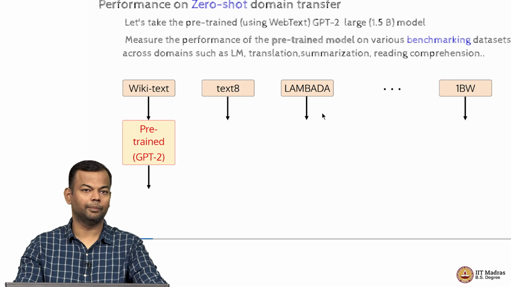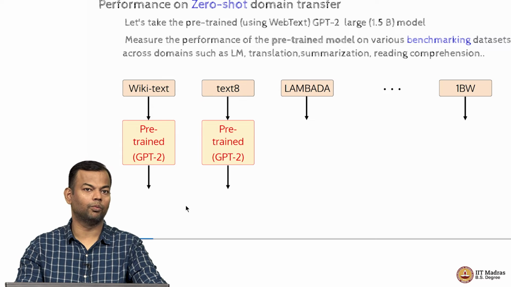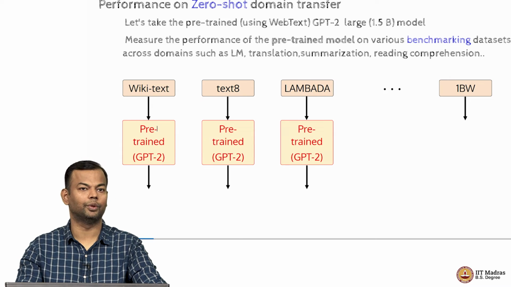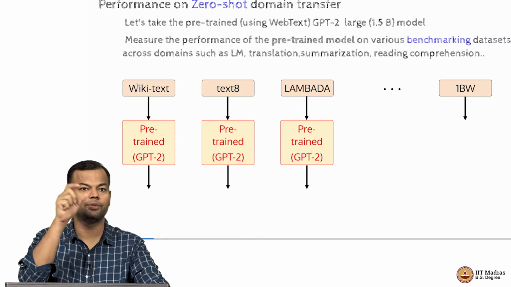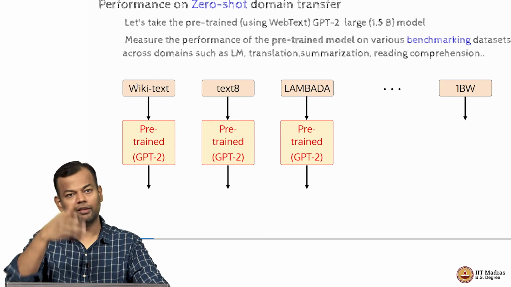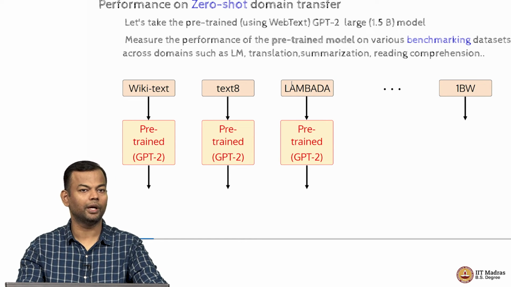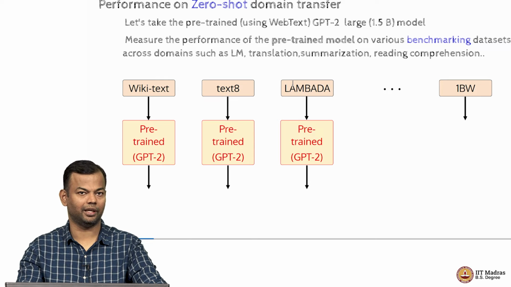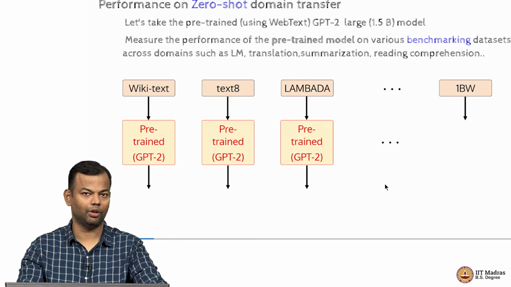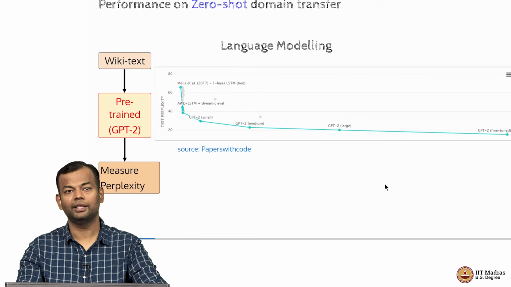You'll take an instance from the WikiText data, the starting point of some sentence from Wikipedia, pass it to GPT-2, and see how well it is at generating the rest. Similarly, you'll take some paragraph and see how good it is at summarizing that paragraph. All of this you're going to evaluate without explicitly teaching it that task.